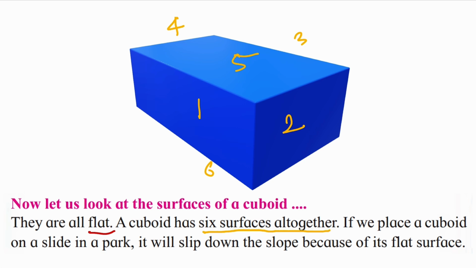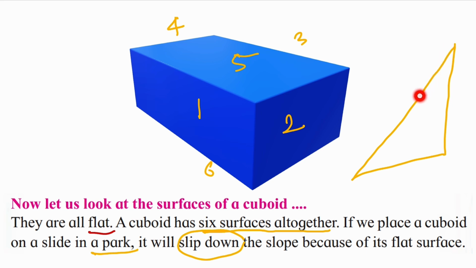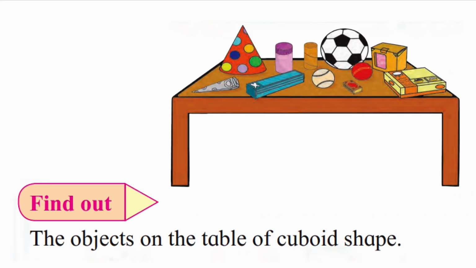If we place a cuboid on a slide in a park, it will slip down. If I keep it on a slide, then it will simply slip down from here to here because of its flat surface.